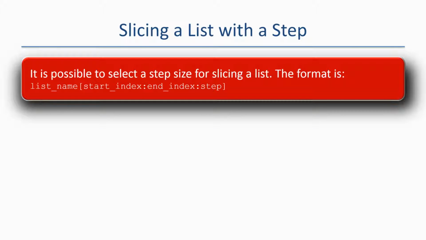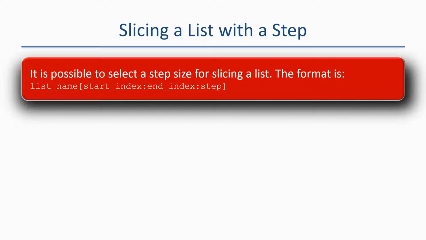Previously, you learned that for selecting a section of a list, you need to specify a start index and an end index. What if you want to select every other element or every third element in some section of a list? In this case, you can use slicing and include a step size. The format is the same as slicing a list, and you add a step at the end. You specify a start index, an end index, and also a step.